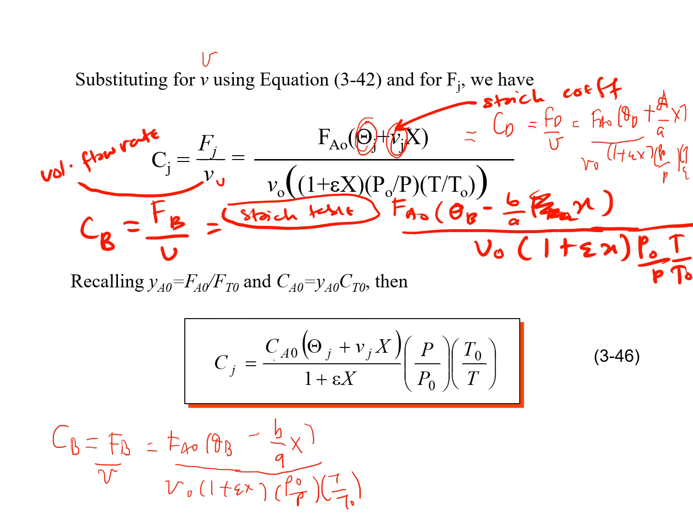So how do you get the CA0 here? Actually it is by dividing FA0 by V0 here. So this would be the CA0. So it will become like this.